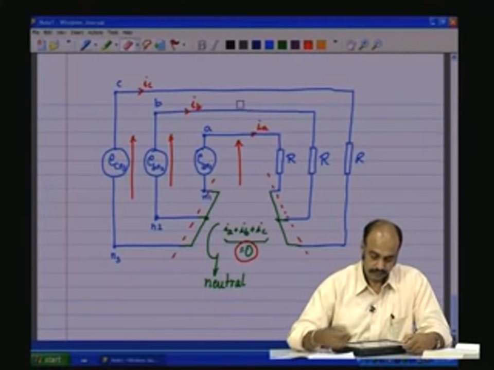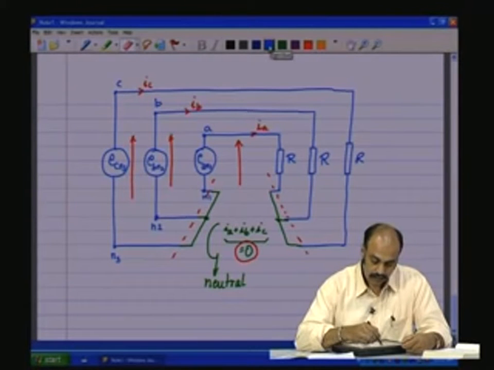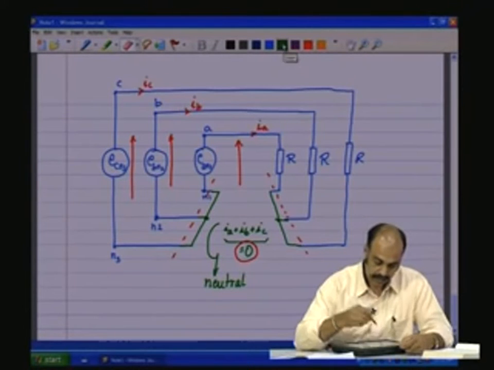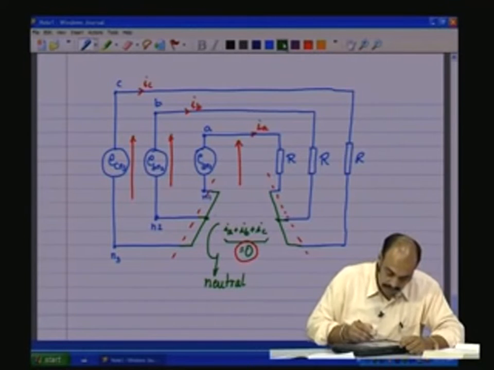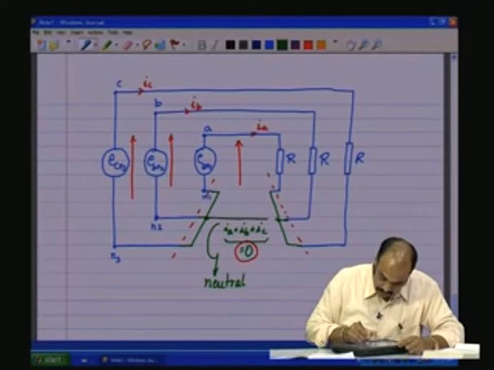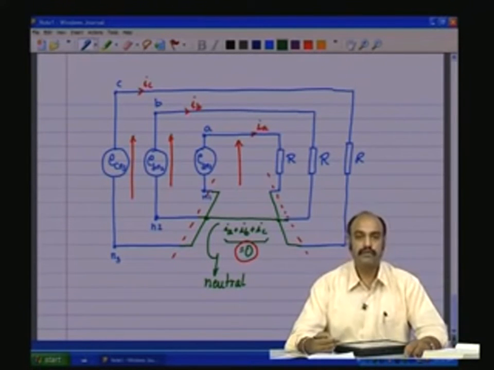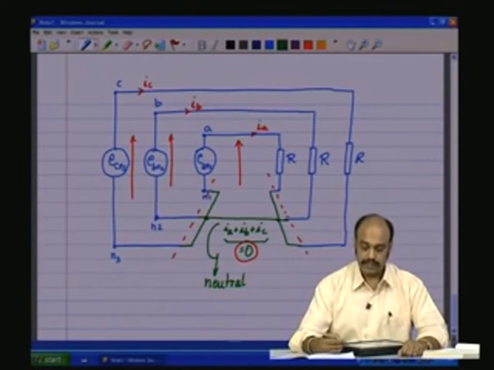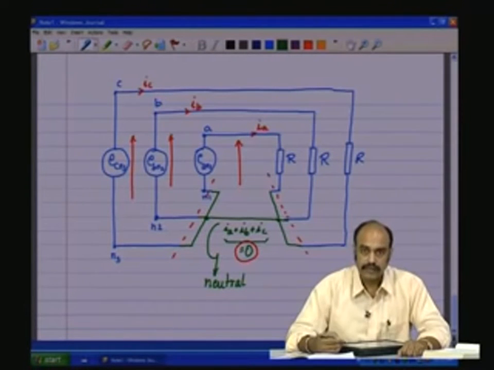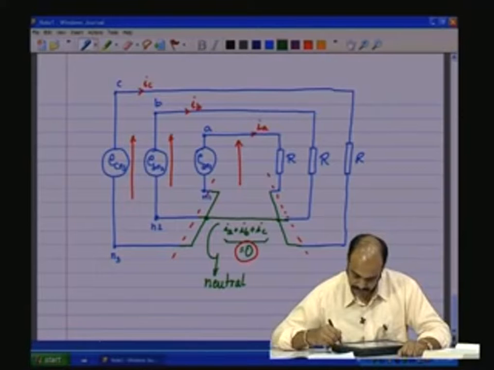Now, let us have a look. Let us, as such, not erase this line; let this continue to be there. We shall erase it after some time, after we make some study on the currents and the voltages. So, now let us have a look at the voltages here.